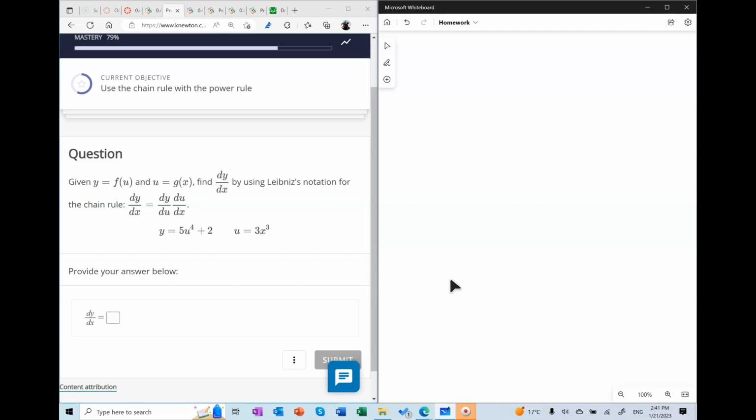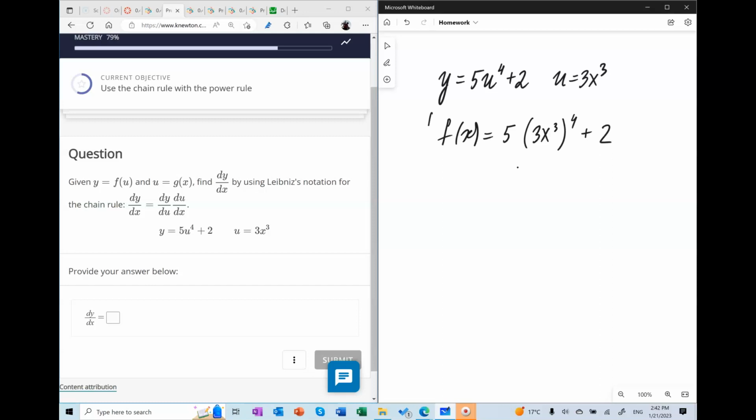Again, what do we have here? So we're looking for the dy dx. I see. Y is equal to 5u to the power 4 plus 2, and u is equal to 3x cubed, meaning that my actual function is here, let's say f of x, like the original function is actually this, right? So I have 3x cubed to the power 4 plus 2. So this is the function that we're trying to differentiate.